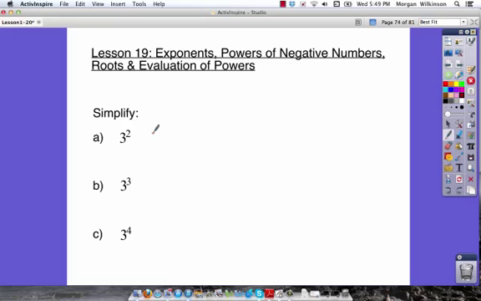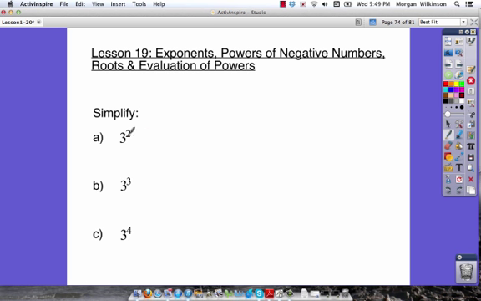Lesson 19. In Lesson 19, we're talking about exponents, powers of negative numbers, roots, and evaluation of powers. There's multiple topics, but they all work together as we go through these different example problems. So, first off, let's go ahead and simplify.